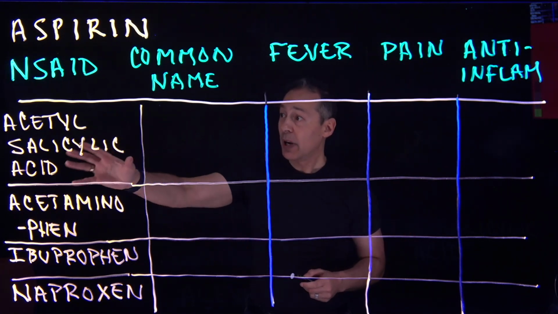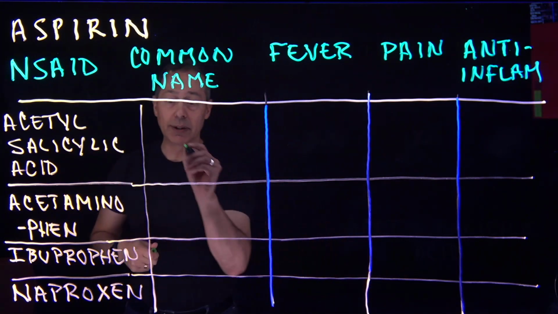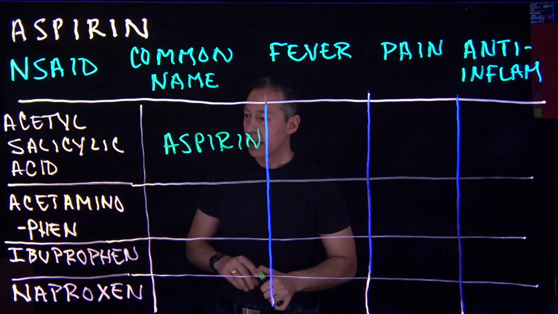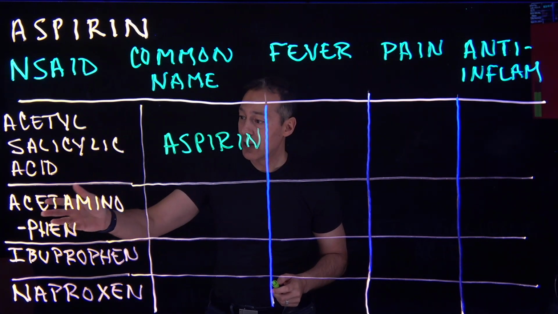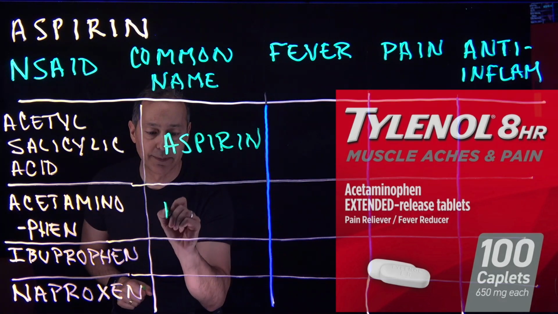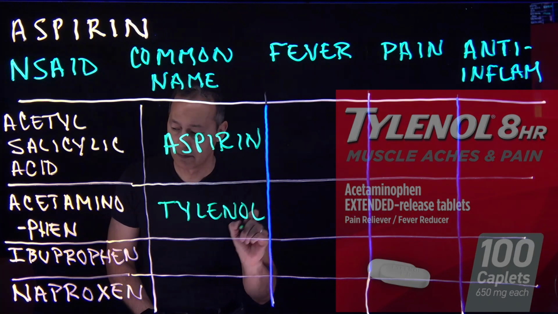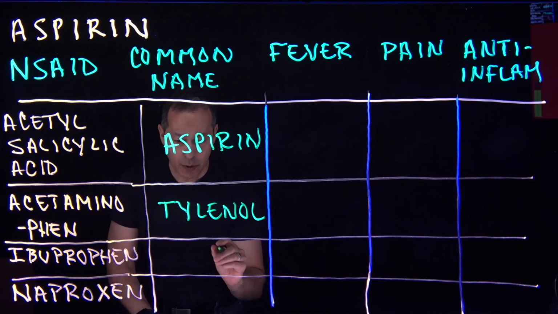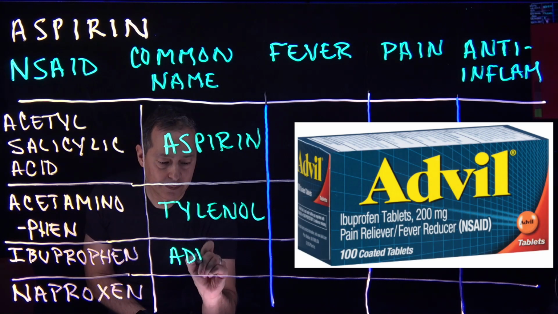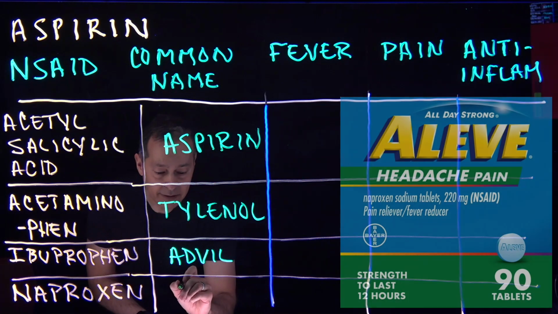Now, we should recognize acetyl salicylic acid. That is our aspirin. And then another common NSAID here is acetaminophen, and we might recognize this one as Tylenol. Ibuprofen, which we might recognize as Advil, and naproxen, which is Aleve.